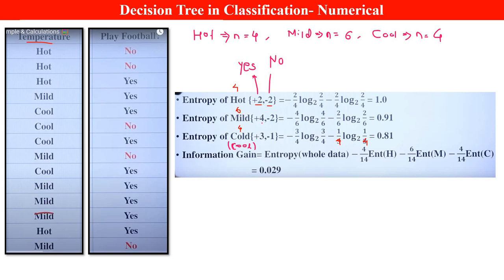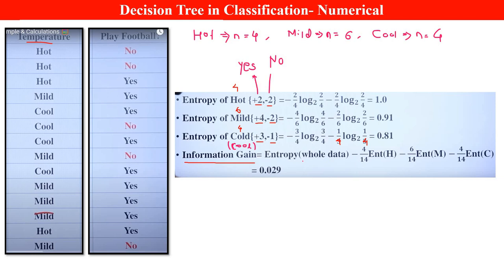Mild is coming 6 times, with 4 yes and 2 no's. So the probability of yes is 4 by 6, and the probability of no is 2 by 6. That is P1 and P2. Then cool is coming 4 times, so 3 yes and 1 no. The probability of yes is 3 by 4, and the probability of no is 1 by 4.